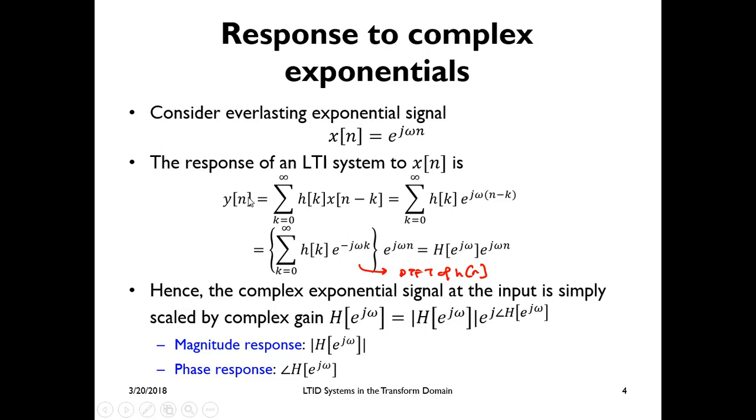That means that the output signal y(n) is going to be e to the j omega n, so it's the same everlasting complex exponential signal as at the input, but it's going to be scaled by the frequency response of the system. And the frequency response is going to be evaluated at the frequency of the input complex exponential signal.